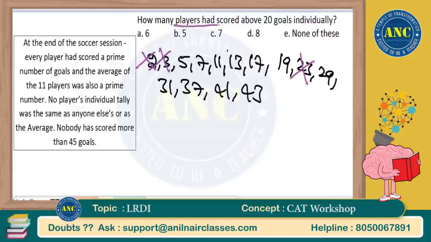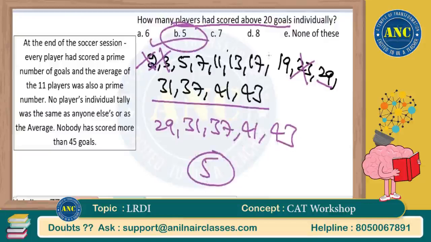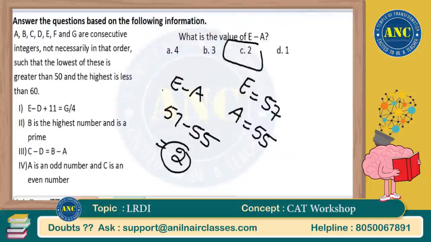How many players scored above 20 goals? Above 20, how many are there? 29, 31, 37, 41, 43. Totally how many are there? 5. I hope it is clear, right, sir? The very easy caselet. Let us not spend too much time. Once you get out of 14, 3 are eliminated, you can develop any question on your own. All 3 questions can be solved by using answer options. I took 23 from the answer option.